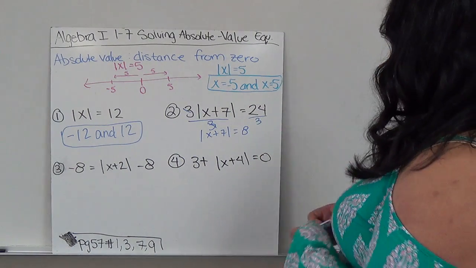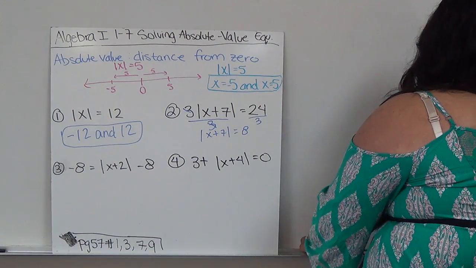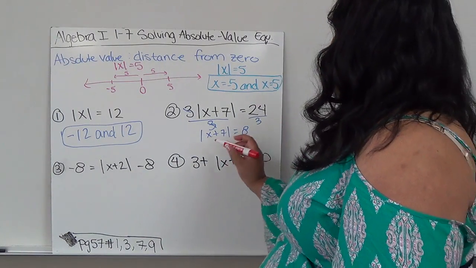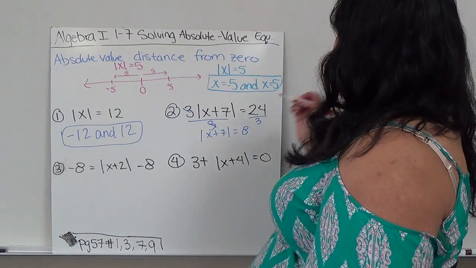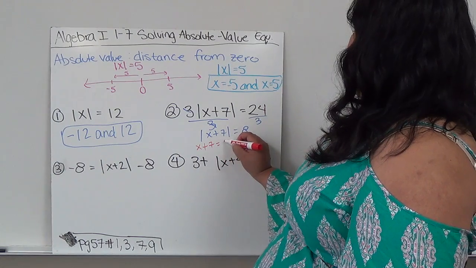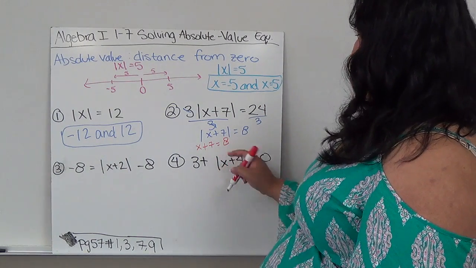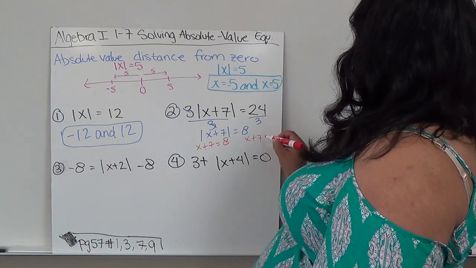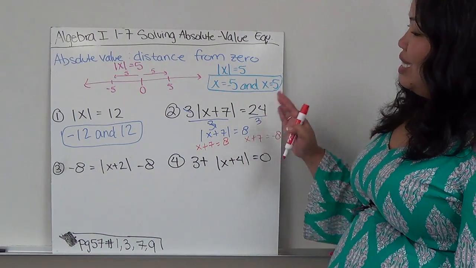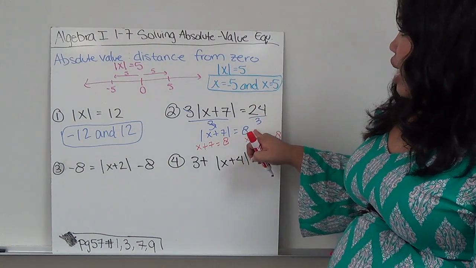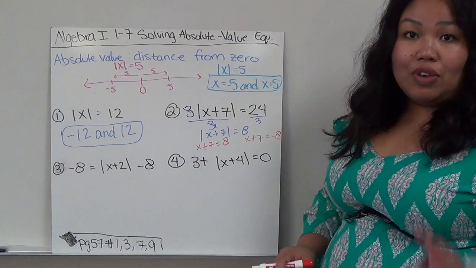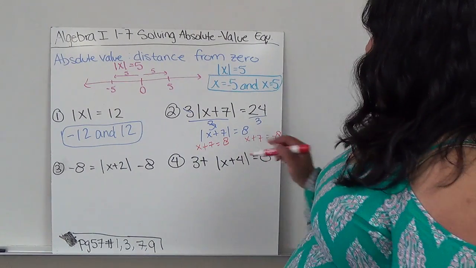Now I haven't solved it yet. Because now that I have this plus 7, my answer is not just positive 8 and negative 8. This can either be x plus 7 equals 8, the distance of 8, or x plus 7 can be negative 8. So what this is saying is that x plus 7 equals the distance of 8 away from 0. So I have two possible answers. x plus 7 equals 8 or x plus 7 equals negative 8. Two different answers when it comes to absolute value.